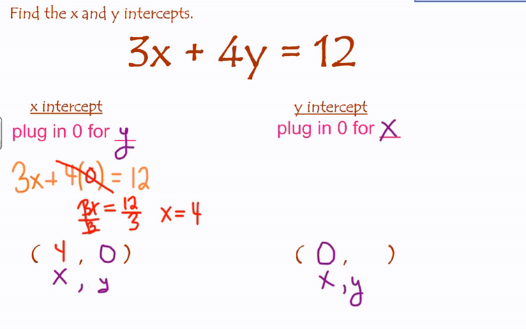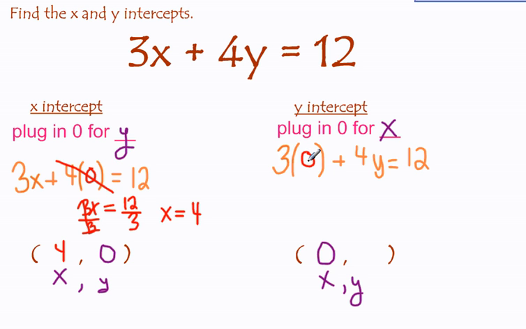So I'm going to take that same equation, 3x plus 4y equals 12, except I'm going to plug in 0 for x. So here's what that will look like. 3, and I'm not going to write x, I'm going to plug in a 0 here, plus 4y equals 12. I'm going to plug in 0 right here where the x used to be.